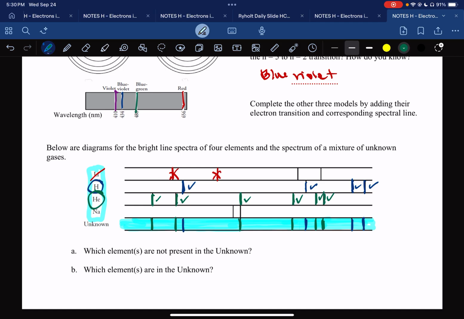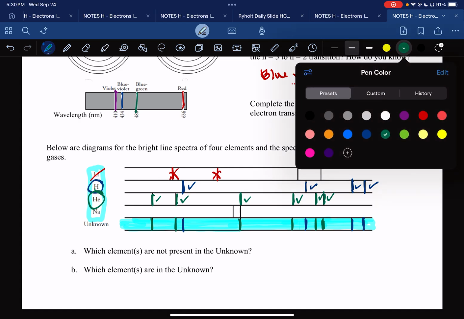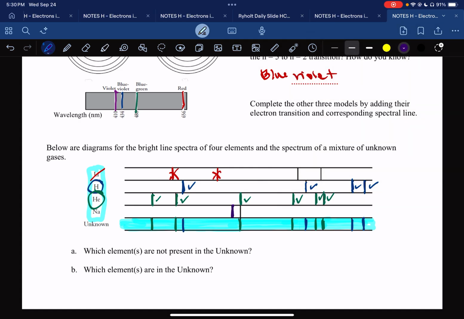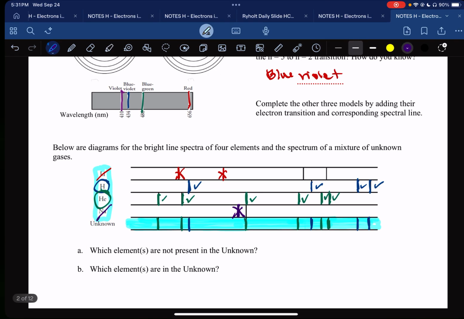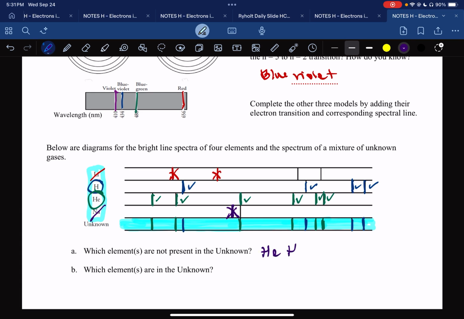So sodium. Sodium has one here, but we don't have one in our sample like that. So immediately I know that it cannot be one that is in our sample, even though it has another line that matches. It has to have all the lines match. So the only things we have in our unknown are going to be helium and hydrogen. Oops, I wrote those in the wrong place. Helium and hydrogen go down here. It says which ones are not present in the unknown, so lithium and sodium are not present in the unknown.